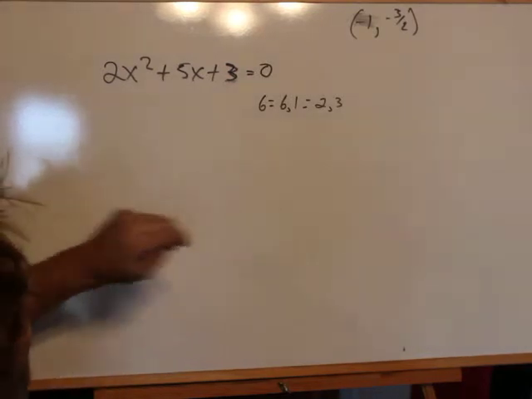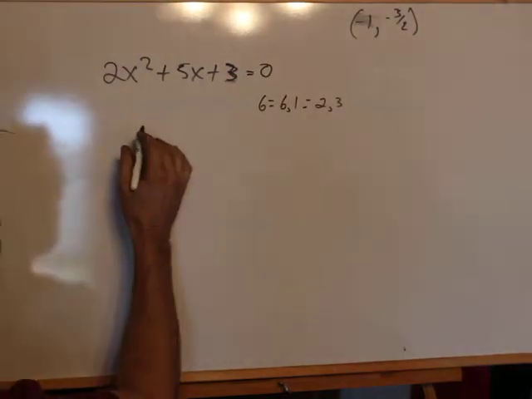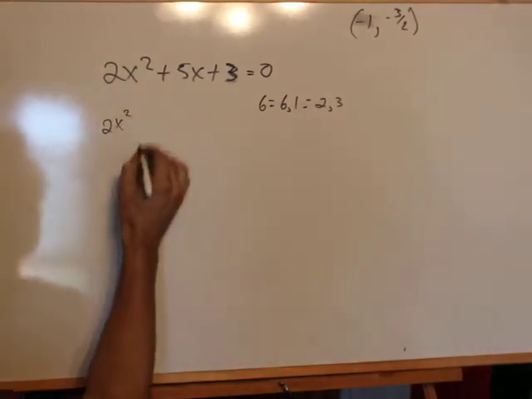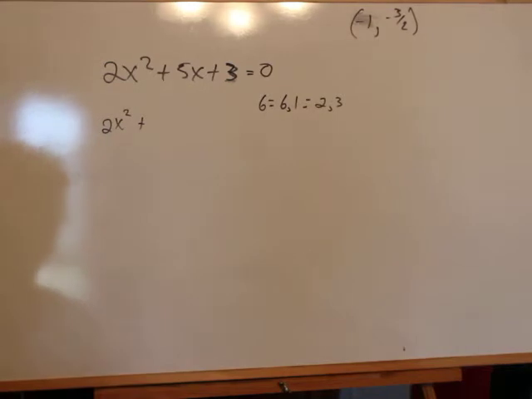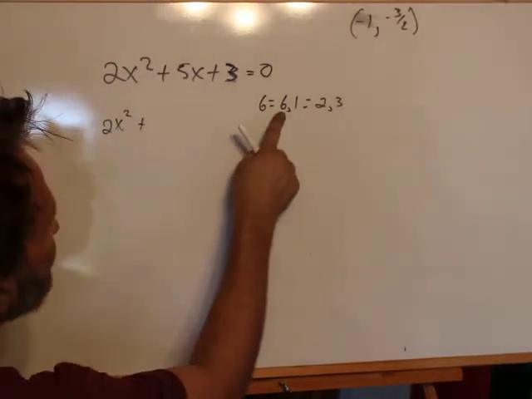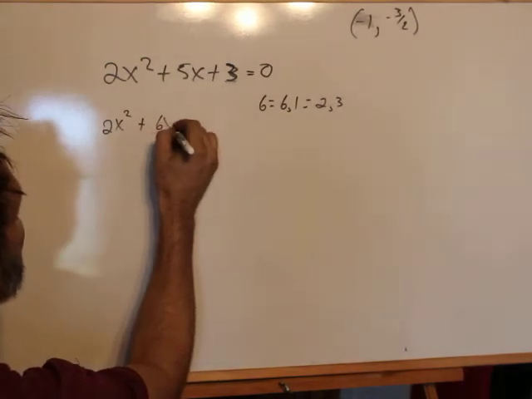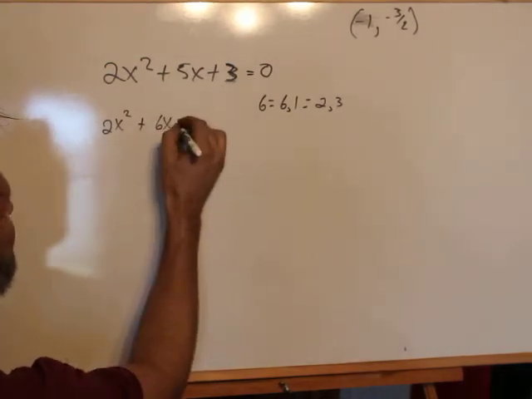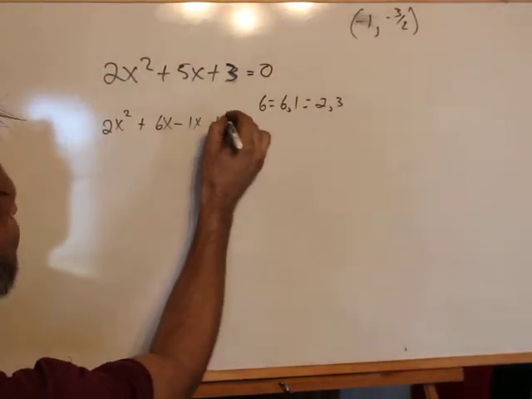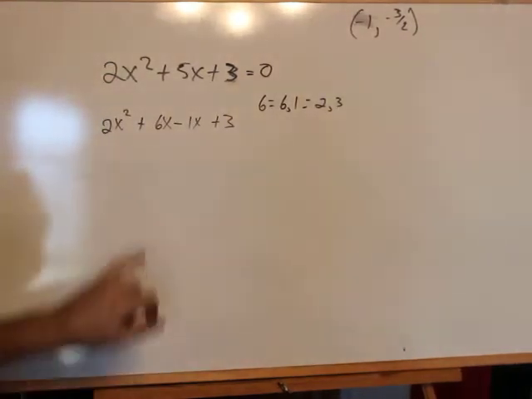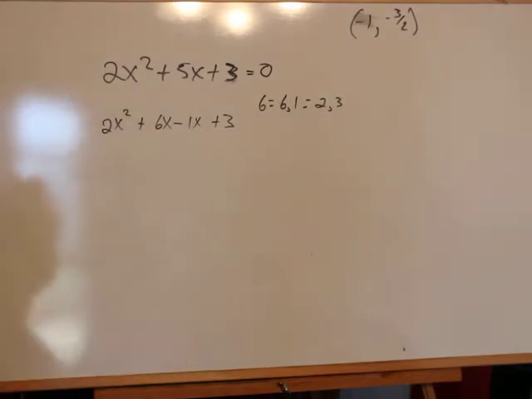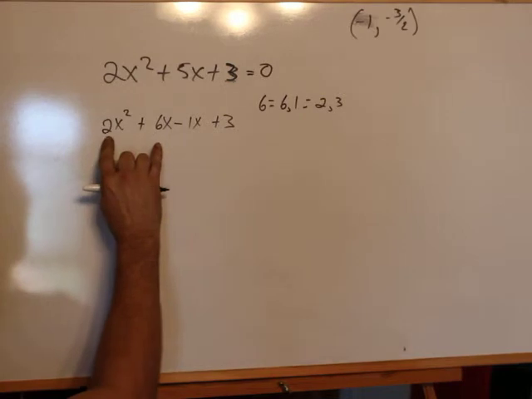So let's try the 6 and the 1. To factor this, we're going to write down the 2x squared, and then we're going to break this 5x into 2 different terms, like such: 6x minus 1x, and then we're going to bring down the 3. So we haven't changed anything. This 5x is still 6x minus 1x, but now we can factor by grouping.